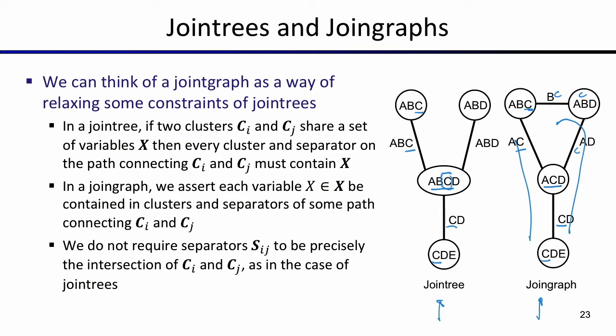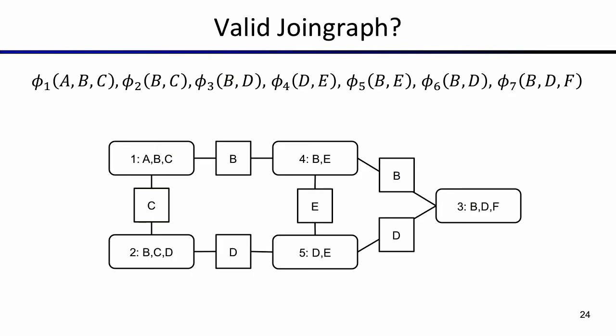Another difference is that now we do not require the separators to be the intersection between the nodes, but they can be a subset of the nodes. So as we discussed in the previous slide, it was the case here with these two nodes that we have on top. These two guys here mention variables A and B, but only B is part of the separator. So it's a subset, but if we had a joint tree, we would be obligated to have A and B in the separator.